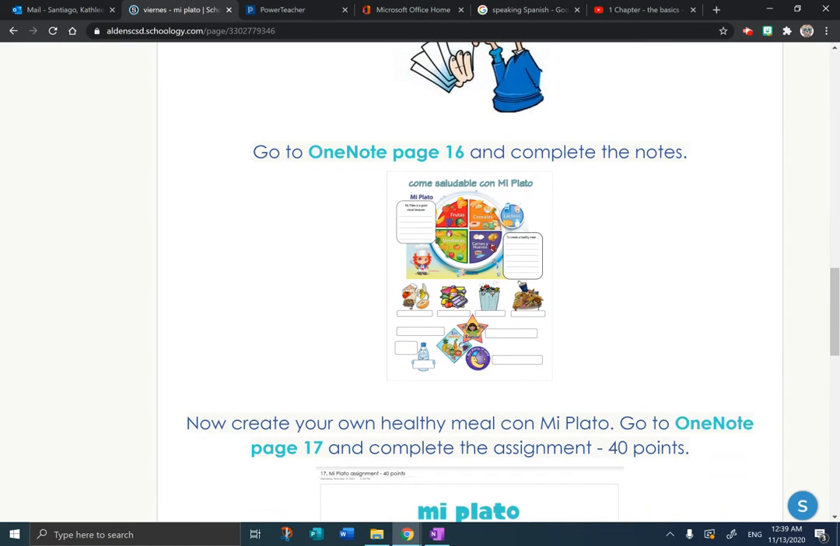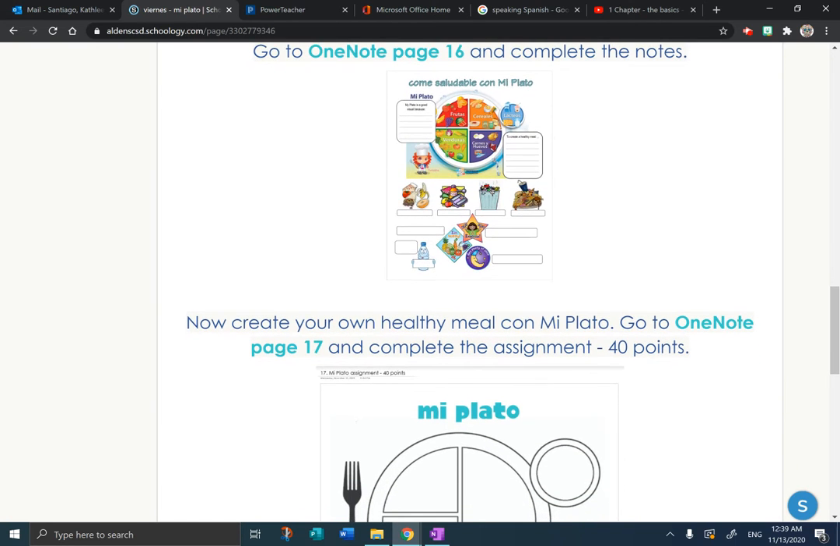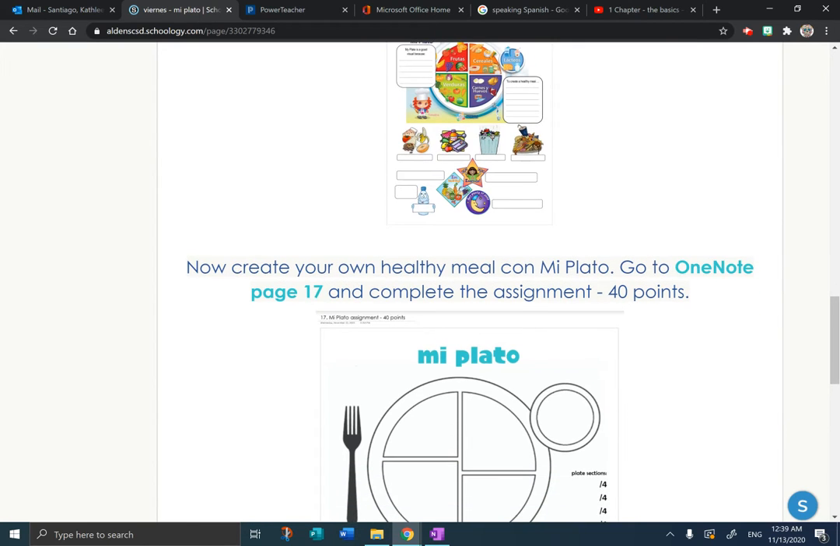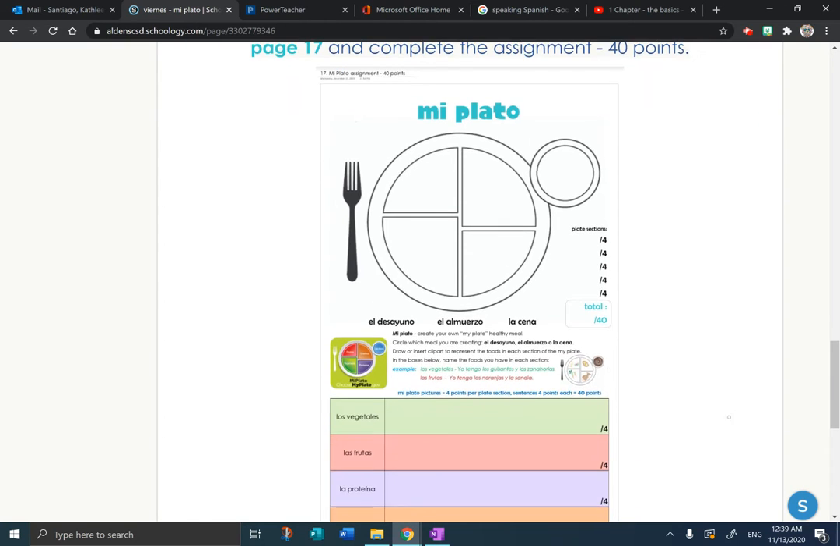Okay, after we finish, you're going to be going over to your OneNote and you're going to be working on OneNote page 17 to complete the Mi Plato assignment, which is 40 points. And I will talk a little bit more about that after we take the notes, but this is what it looks like.